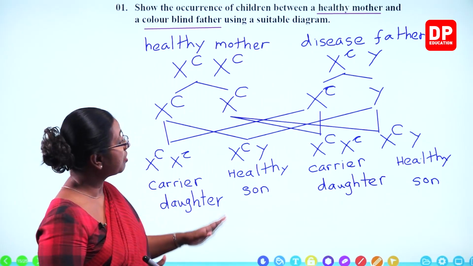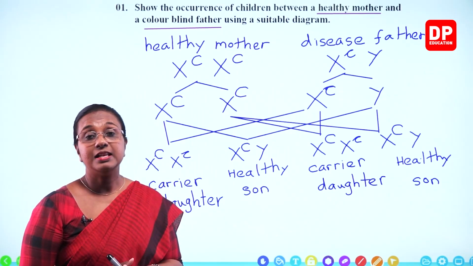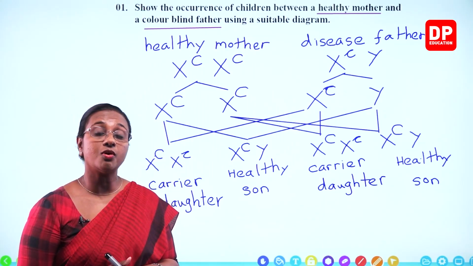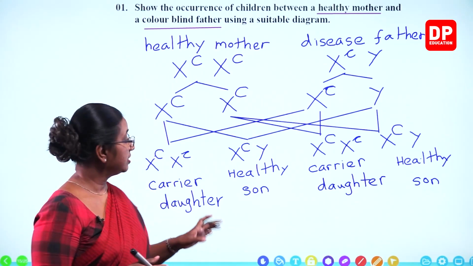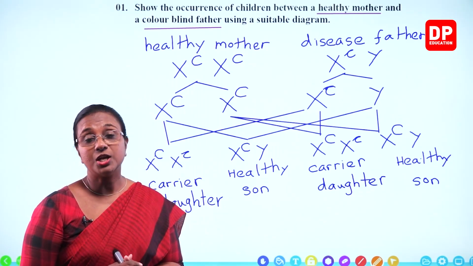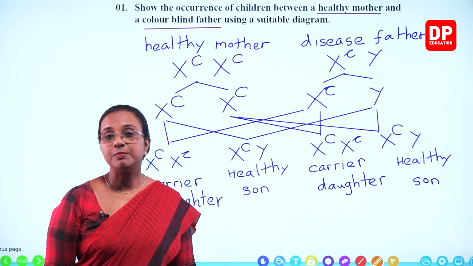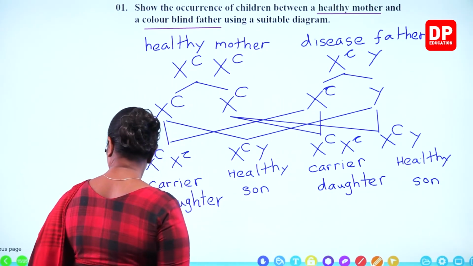And here these are all sex-linked chromosome diseases. X-linked recessive genes cause the disease. So this is how we get the ratio. I'm sure you all can understand that. Okay. So with that, students, I will move on to the next question.